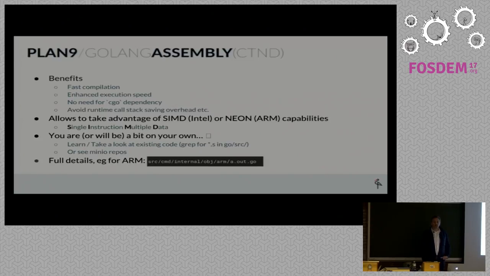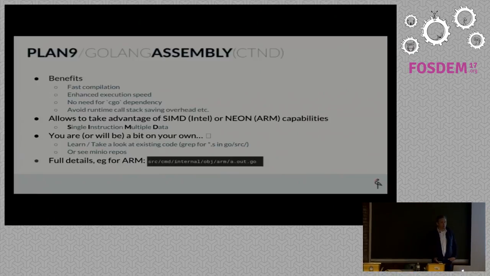To get assembly into your code, you can also use, for instance, the CGO route. But that has some disadvantages. One is that you need to have CGO available. It takes longer to compile because again it's more like a C-style compile that happens. And also when you call into that code, there is some runtime overhead because all the stack needs to be saved and everything. If you write your own assembly, you don't have that overhead.